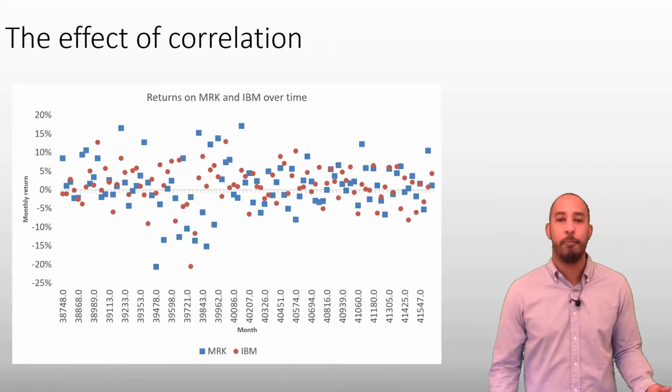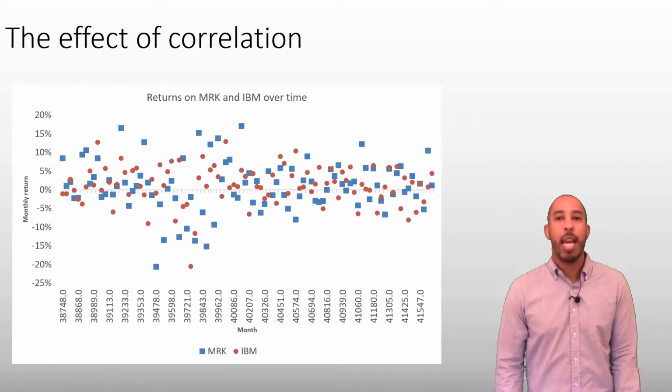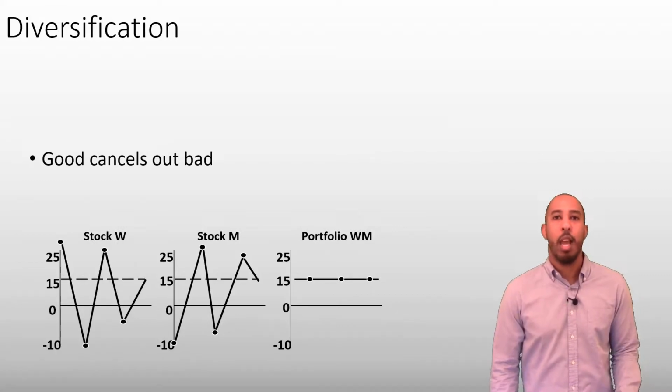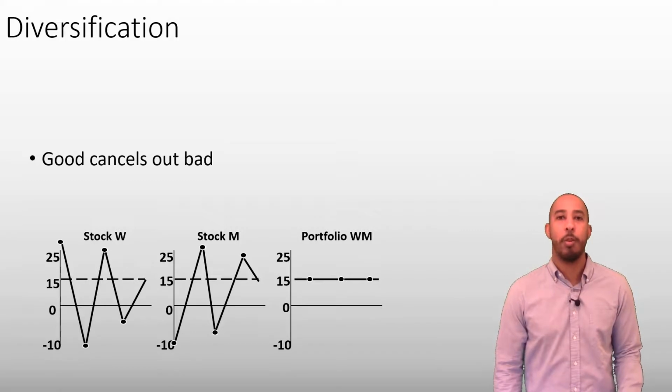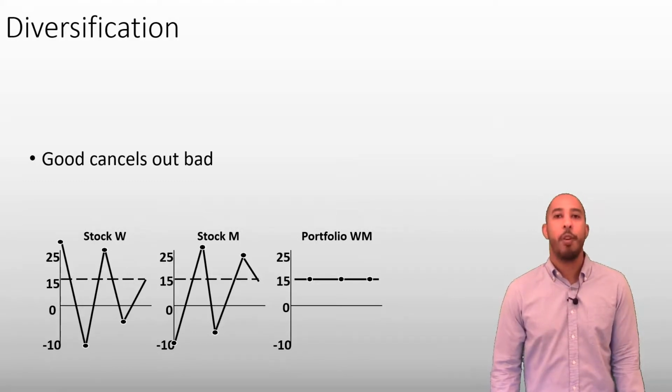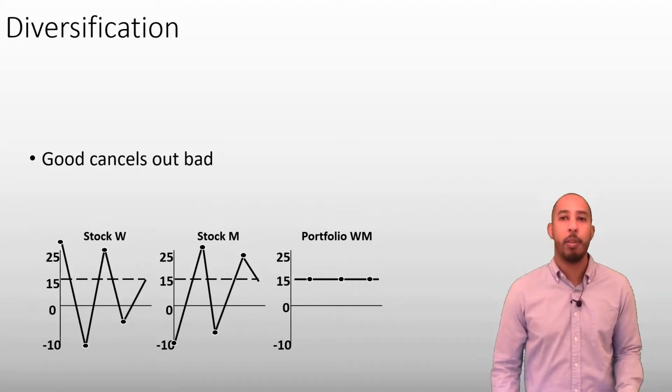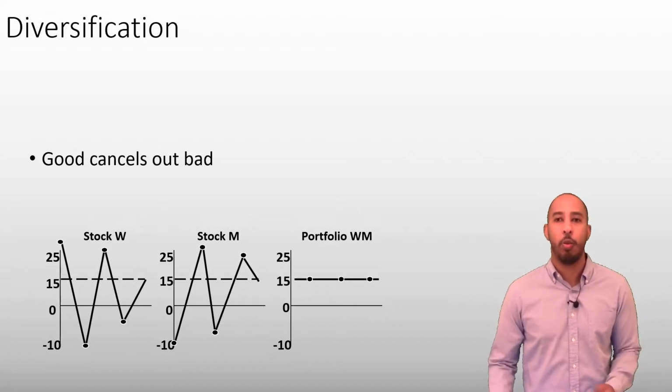So what happened here? What happened was diversification. The main idea behind diversification is that good outcomes can cancel out bad outcomes. We can see that play out here in this simple example. Imagine two stocks you can invest in, stock W and stock M. If you invested all of your money in stock W or stock M, you'd be in for a roller coaster ride. Some months you're up and some months you're down. But if we put a portfolio together where we split half of our money into W and half into M, the portfolio WM will produce the results in the third graph.